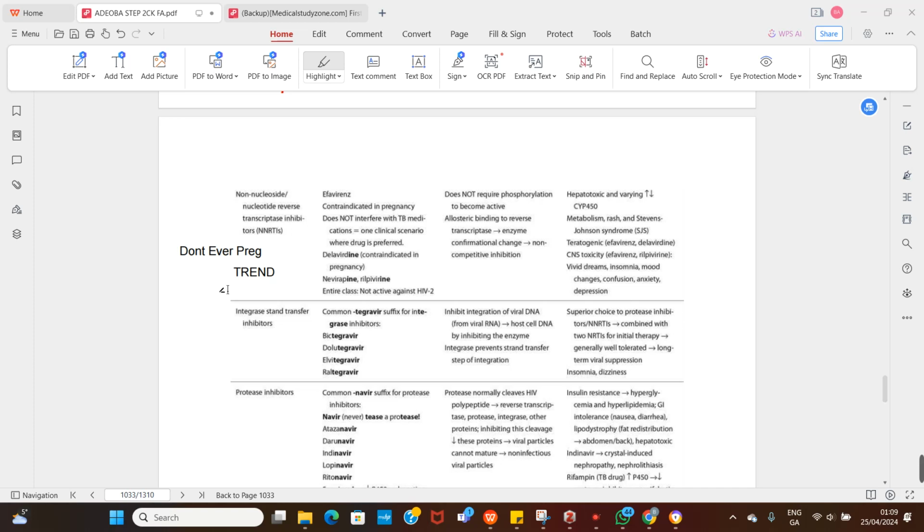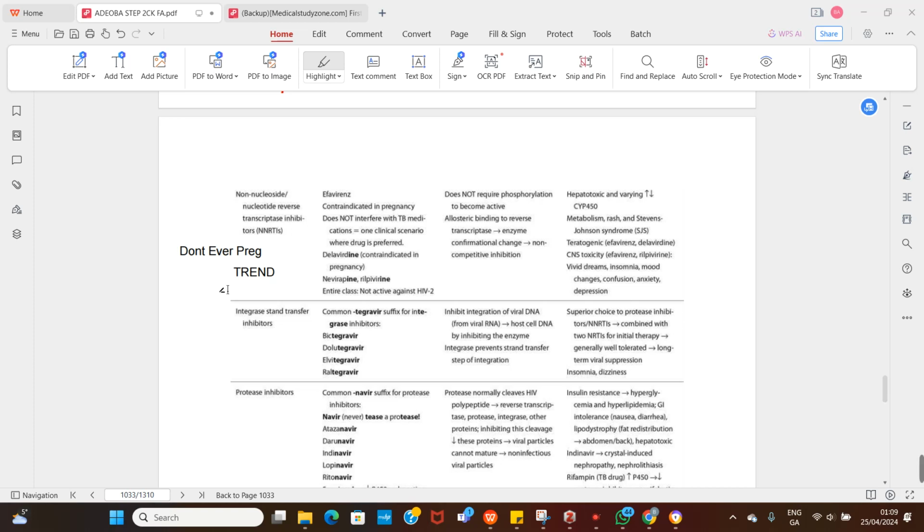That's it. Don't ever use efavirenz or delavirdine in pregnancy, right? The ones that are specific to CNS are efavirenz and rilpivirine. We might know rilpivirine is fine. If you want to learn it, it's good. But the one that you must not ever forget with respect to CNS toxicity is efavirenz.